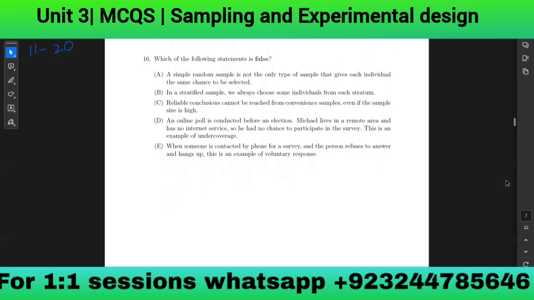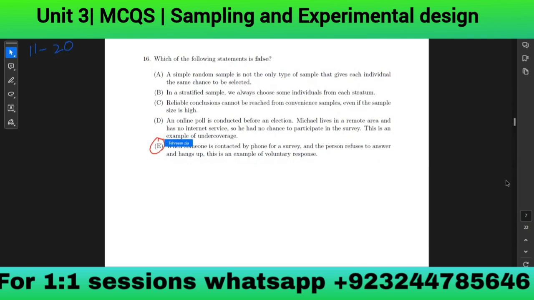Okay, 16. Which of the following statements is false? A simple random sample is not the only type of sample that gives each individual the same chance to be selected. Which one do you select? E. Good. E is the correct answer.